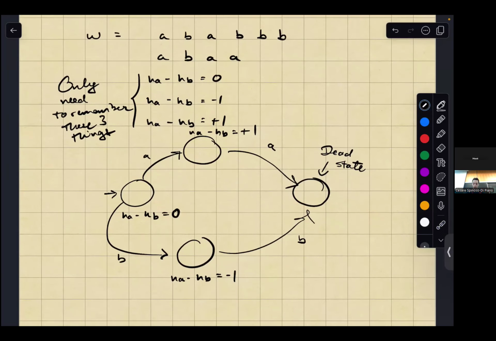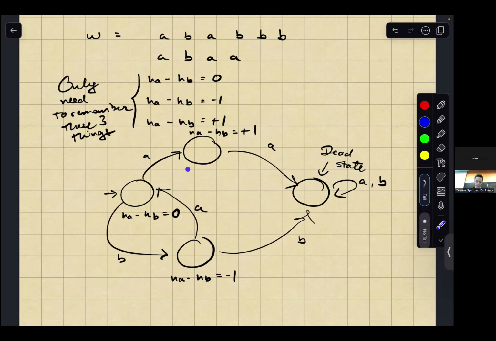So what happens, if I'm in the dead state, then I just keep rejecting, right? Now, if I'm in NA minus NB is equal to -1, and I read an A, then that means my count was, I had one extra B that was making me -1. But now if I read an A, that means my -1 goes back up to 0. Because it was the B that was bringing me down. So now an A balances that out, right? So this A balances this out, and I go back to my start state, which encodes NA minus NB is equal to 0.